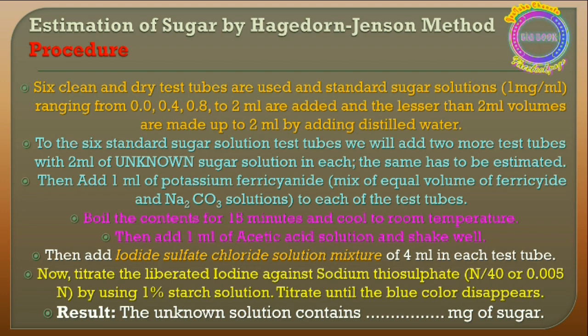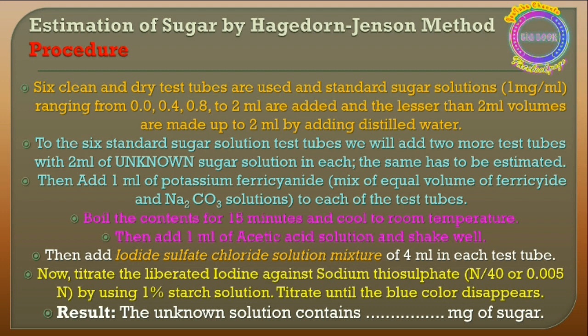Further, we are going to boil all 8 test tubes for 15 minutes in the water bath, and then cool them to room temperature. Then we add 1 ml of acetic acid solution and shake well. From the 3% acetic acid solution which we have prepared already, to each test tube we add 1 ml of the 3% acetic acid.